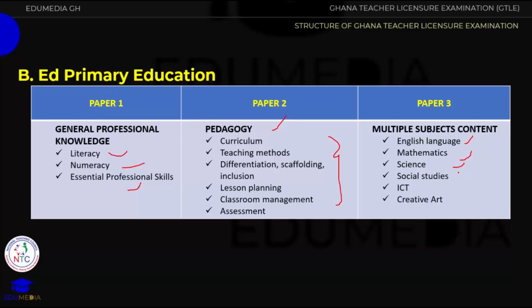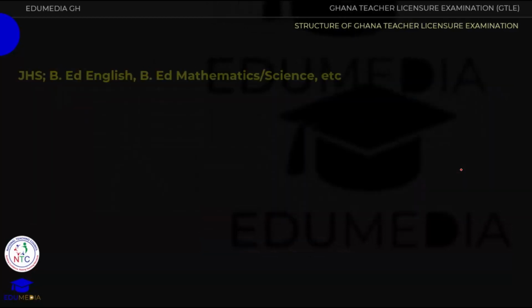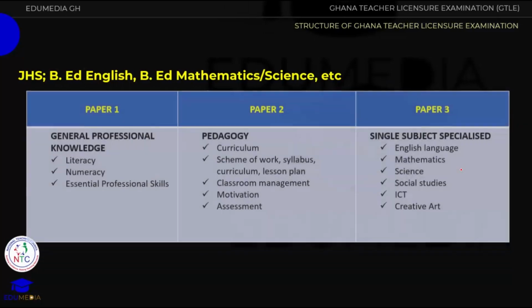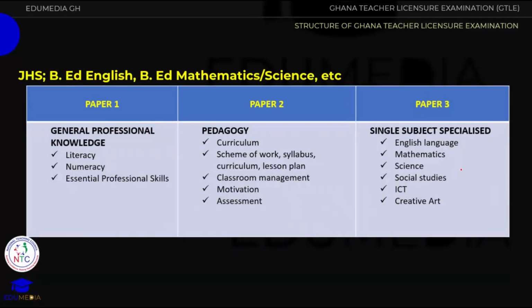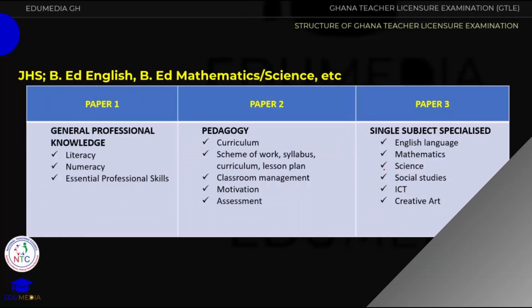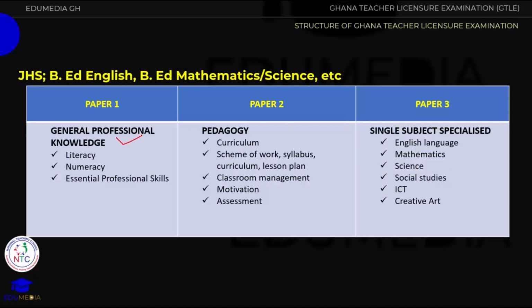Since you are taking these subjects and you'll be teaching them at the primary level, you have to write exam on these areas. Then the next area is those who are going to teach at the JHS level. If you study something like Bachelor of Education in English, Mathematics, or Science, or any of those areas that will allow you to teach at the JHS level, then you're also going to be writing general professional knowledge consisting of literacy, numeracy, and essential professional skills. Then you're going to be writing your pedagogy as well.